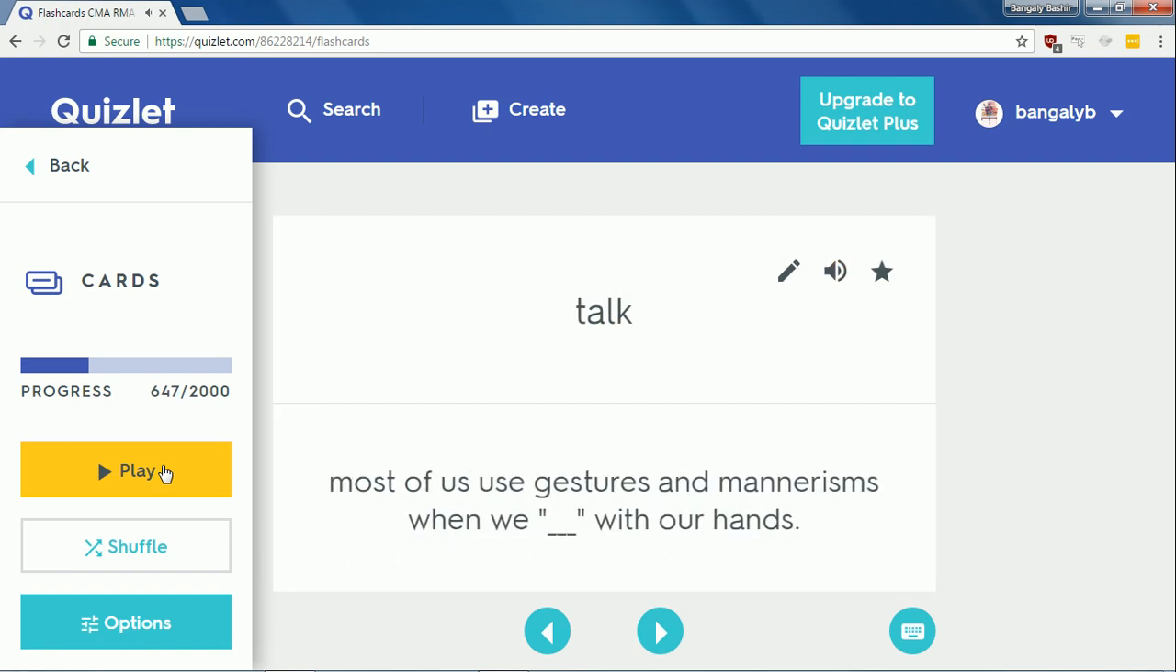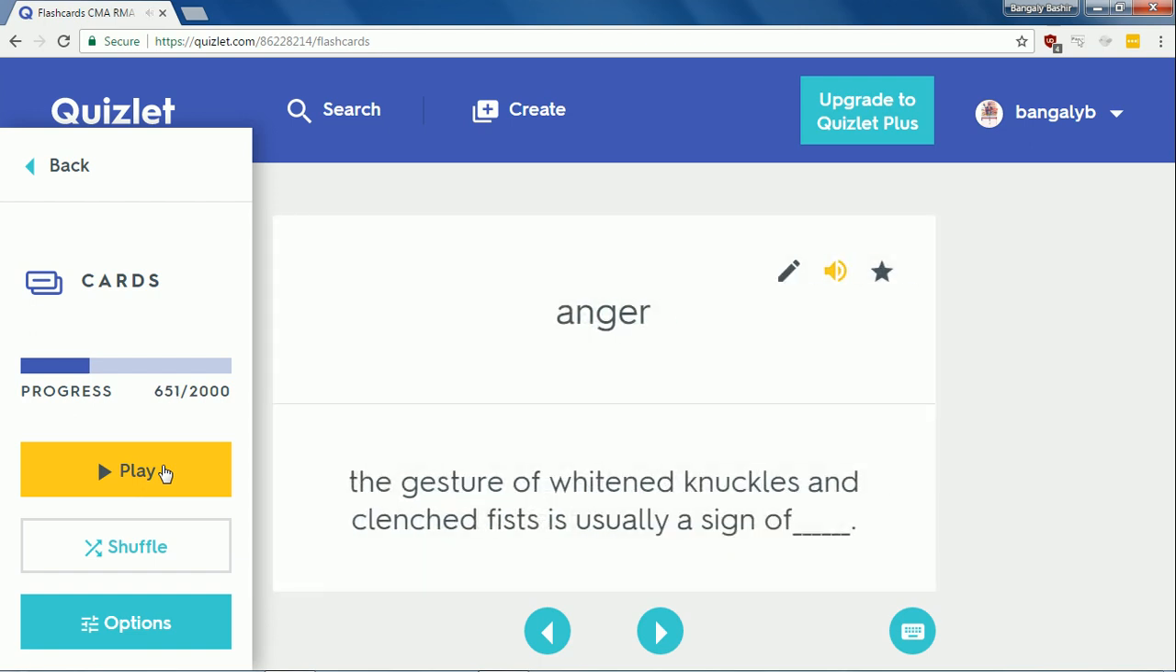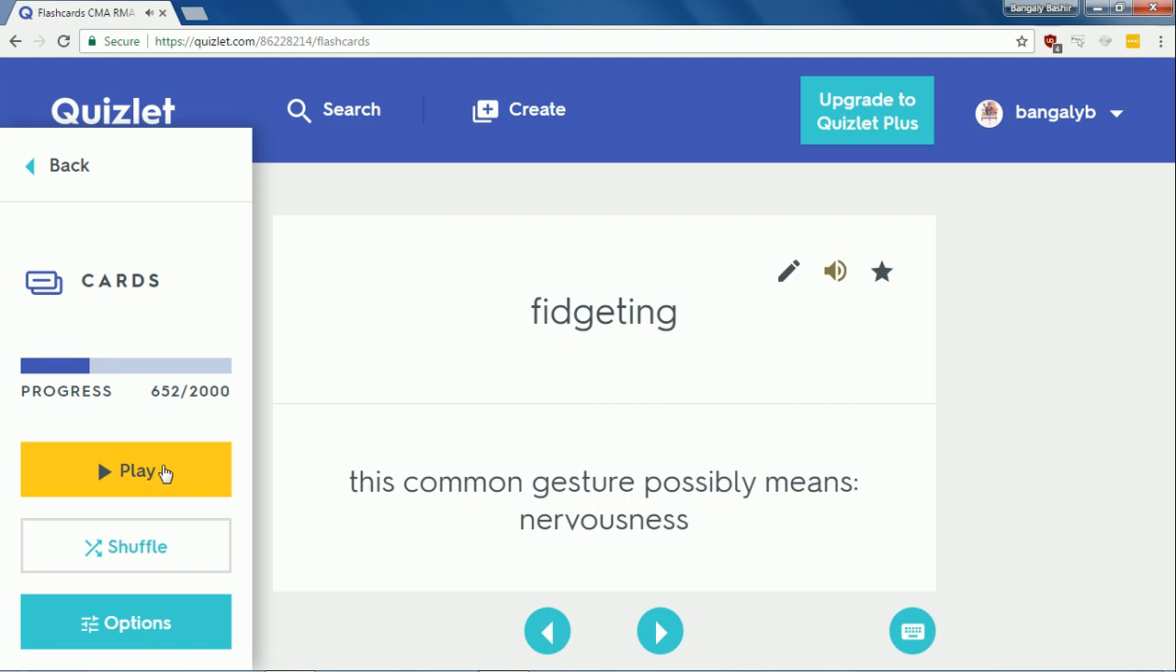Talk. Most of us use gestures and mannerisms when we talk with our hands. Finger tapping. This common gesture possibly means impatience, nervousness. Shrugged shoulders. This common gesture possibly means indifference, discouragement. Rubbing the nose. This common gesture possibly means puzzlement. Anger. The gesture of widened knuckles and clenched fists is usually a sign of anger. Fidgeting. This common gesture possibly means nervousness.